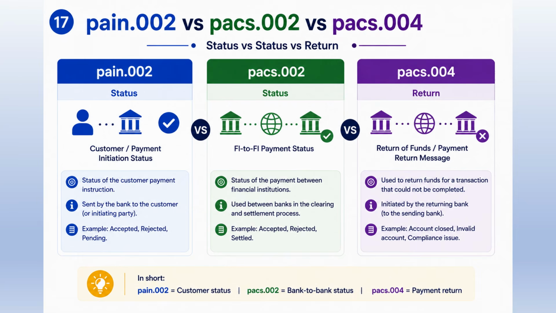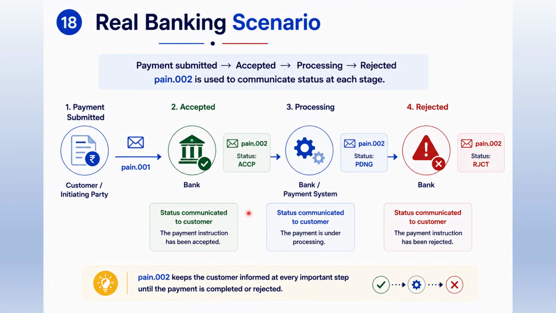Now let's add one more message, PAX.004. This gives us three important messages to distinguish. Pain.002, status of a customer payment initiation. PAX.002, status of an interbank payment message or transaction. PAX.004, payment return. The easiest way to remember them is Pain.002, customer-side status. PAX.002, bank-to-bank status. PAX.004, return the payment. Status and return are two very different concepts.